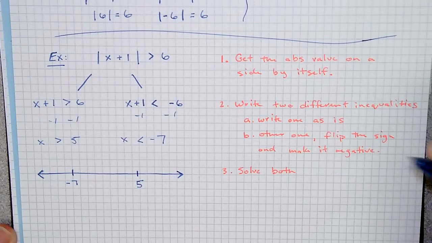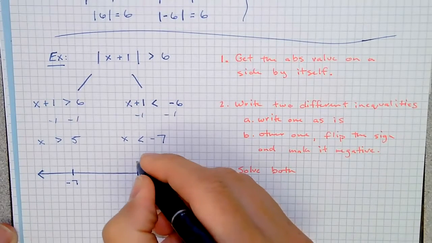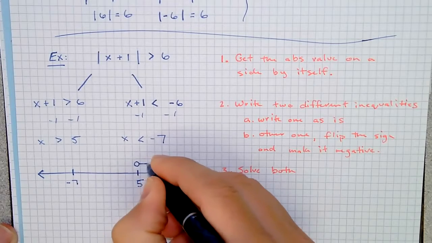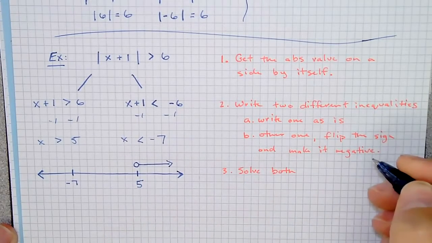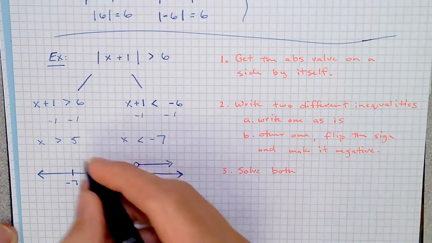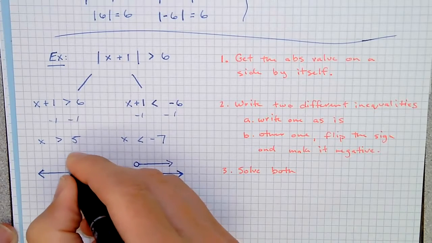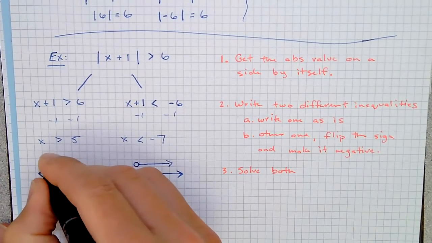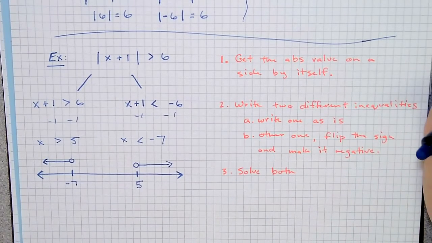And we want to put it on a number line. We have x is greater than 5, open dot going to the right. And we have x is less than -7, open dot going to the left.